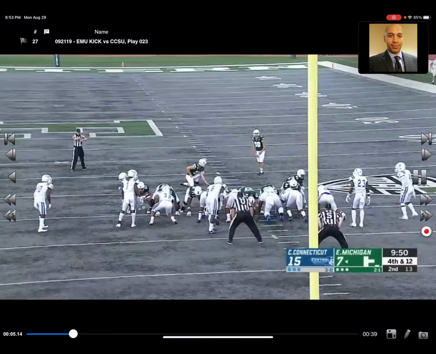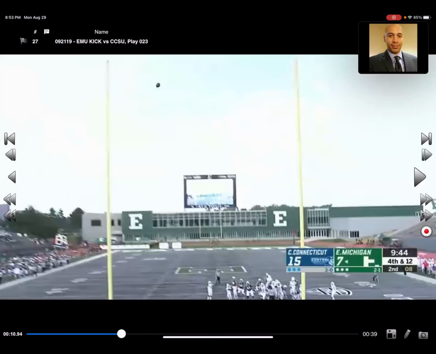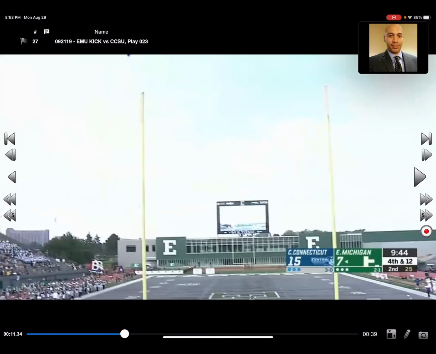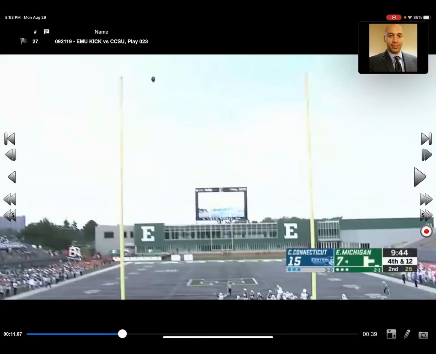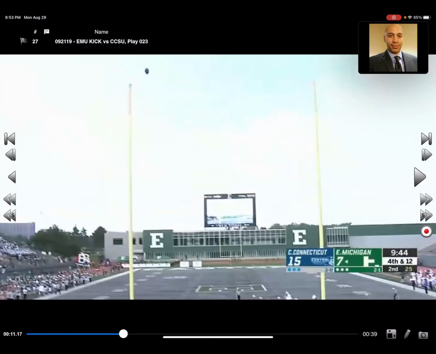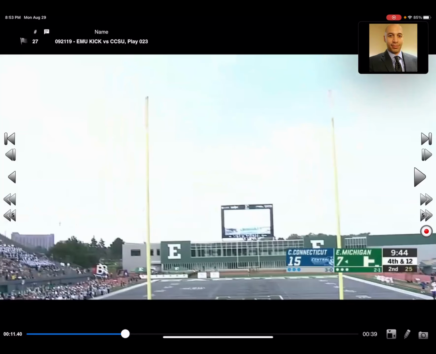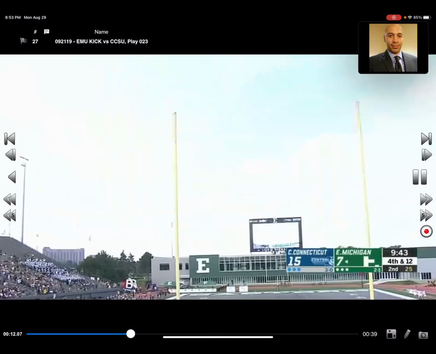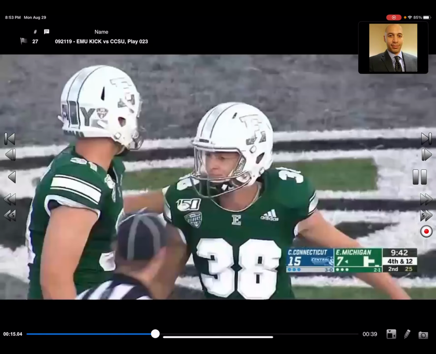Here's the kick from Ryland. Non-reviewable. It's got to be inside the uprights. That's clearly over the upright. No problemo for the sophomore from Lebanon, Pennsylvania. He missed it. Beg your pardon.